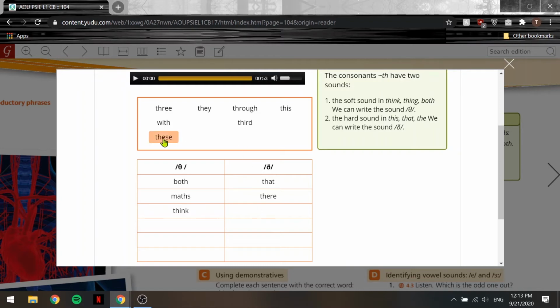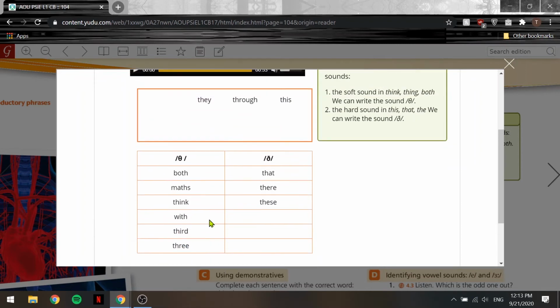What else do I have? I have these, that is hard sound. With, hard sound as well. Actually, with, I do take out my tongue, so that's not going to be hard. So third, again, easy sound. Three, they, through. Maths, both, think, with. I do believe with is not snake sounding. I know that sounds weird to say. So through and this.